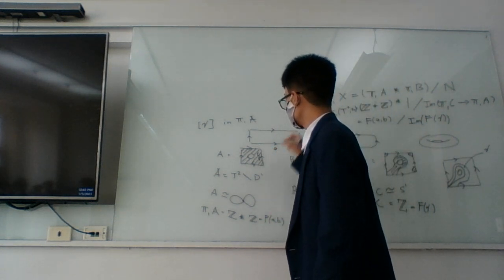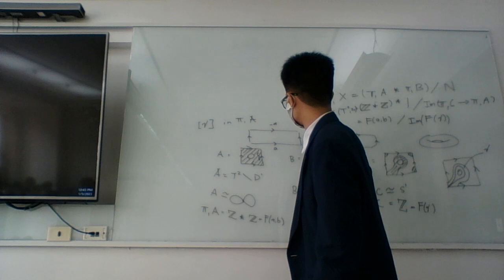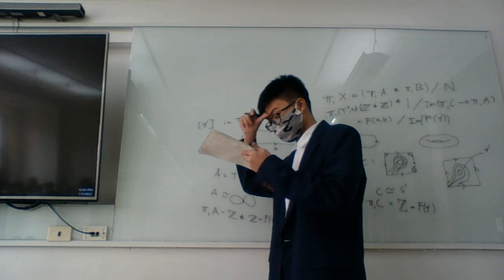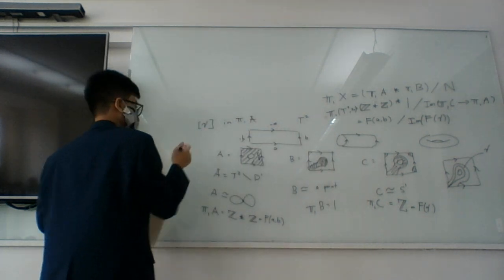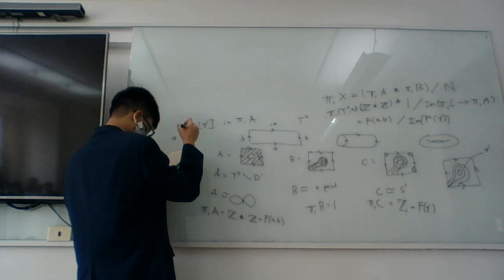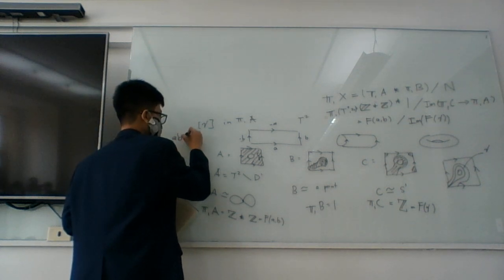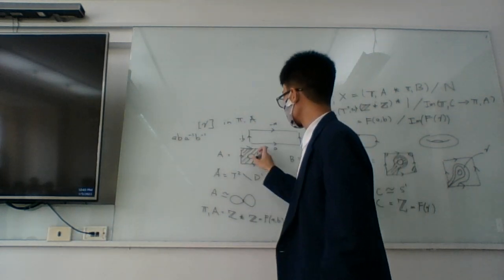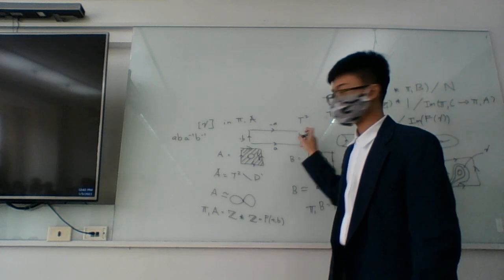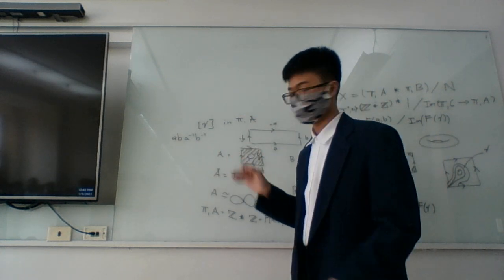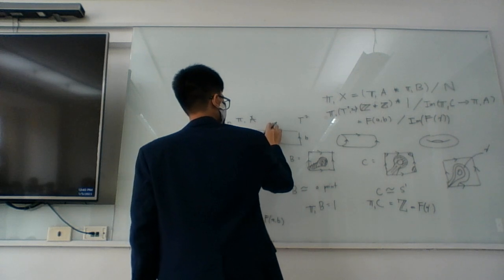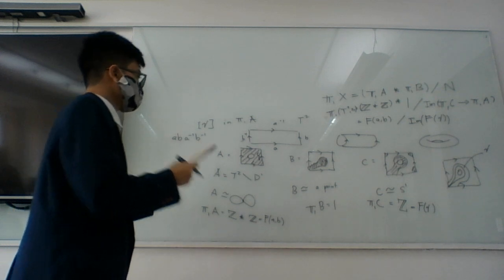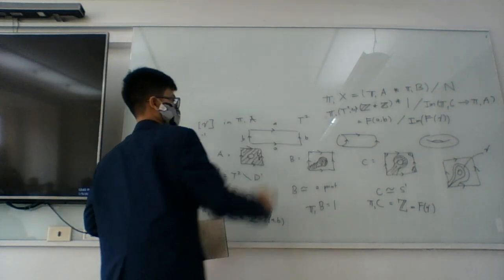So if this is a, this is minus a, and this is b, minus b, we can represent gamma as a, b, a to the minus 1, b to the minus 1. So we first travel along a, and travel along b, and travel back minus a, and then travel back minus b. Okay.